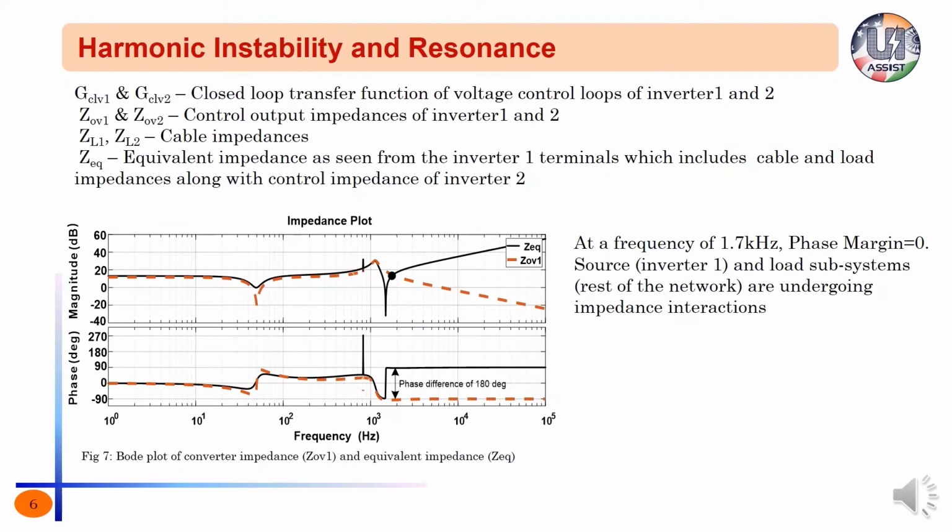Now let us plot source as well as load impedances versus frequency as shown in figure 7. One can notice that at 1.7 kHz, impedance intersection is observed, and at this intersection frequency, the phase margin is determined to be 0. So from a control system point of view, the system may go unstable or it may resonate depending on the damping offered by the inverter output impedance.